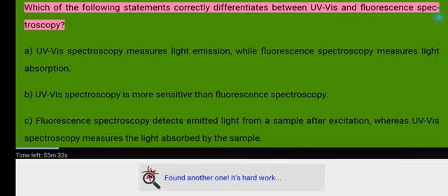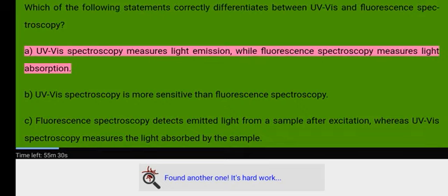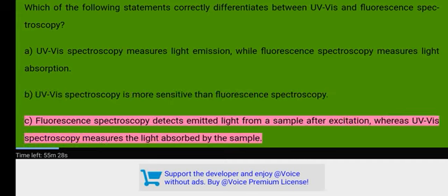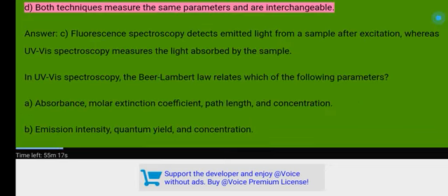Multiple choice questions. Which of the following statements correctly differentiates between UV-vis and fluorescence spectroscopy? A. UV-vis spectroscopy measures light emission, while fluorescence spectroscopy measures light absorption. B. UV-vis spectroscopy is more sensitive than fluorescence spectroscopy. C. Fluorescence spectroscopy detects emitted light from a sample after excitation, whereas UV-vis spectroscopy measures the light absorbed by the sample. D. Both techniques measure the same parameters and are interchangeable.